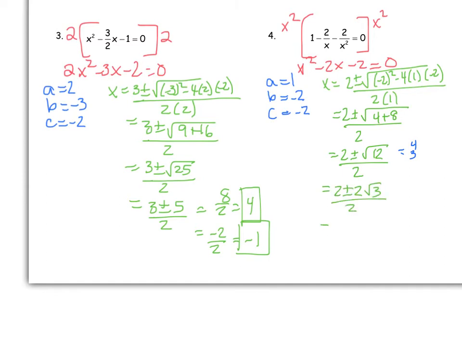Now be careful when you're simplifying this. Remember that the 2, 2, and this 2 in the bottom are all divisible by 2. So my final answer is 1 plus or minus 1 root 3. It is not 1 plus or minus 2 root 3. The 2 that's in the denominator gets divided with both of the terms on the top.